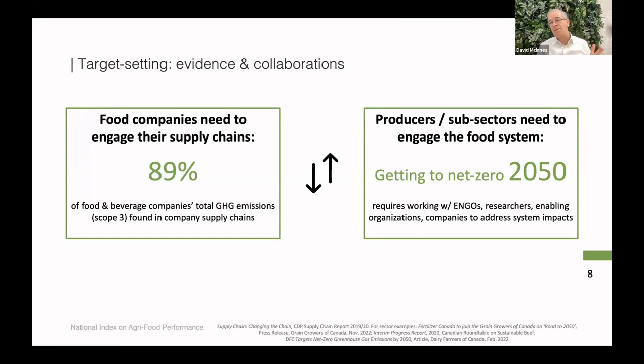However, it's not just the large companies, producers have to do the same thing. And there are some examples in Canada with the dairy industry and the grain sector, both of whom, by the way, are partners in our work. They're setting net zero targets, but for them to deliver on those, they too have to have a far more systems-wide view of collaboration because they can't do it alone. And I think this is the message, that target setting is really creating this need for better evidence and data and deeper system-wide collaborations.